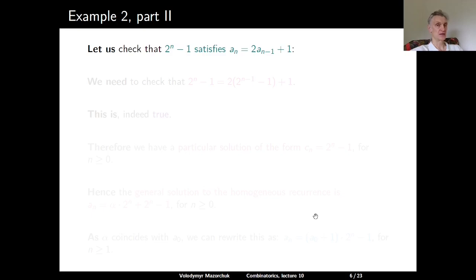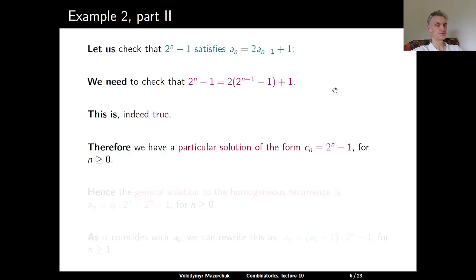So let us check that the sequence 2 to the power n minus 1 satisfies our non-homogeneous recurrence. So we need to check that an is equal to 2 an minus 1 plus 1, where an is 2 to the power n minus 1. So we plug in on the left-hand side 2 to the power n minus 1, on the right-hand side 2 times 2 to the power n minus 1 minus 1, and then plus 1. And then we see that 2 to the power n cancels, and we have here minus 1, minus 2, plus 1. So this is indeed true. So we have a particular solution to our recurrence, which has the form 2 to the power n minus 1.